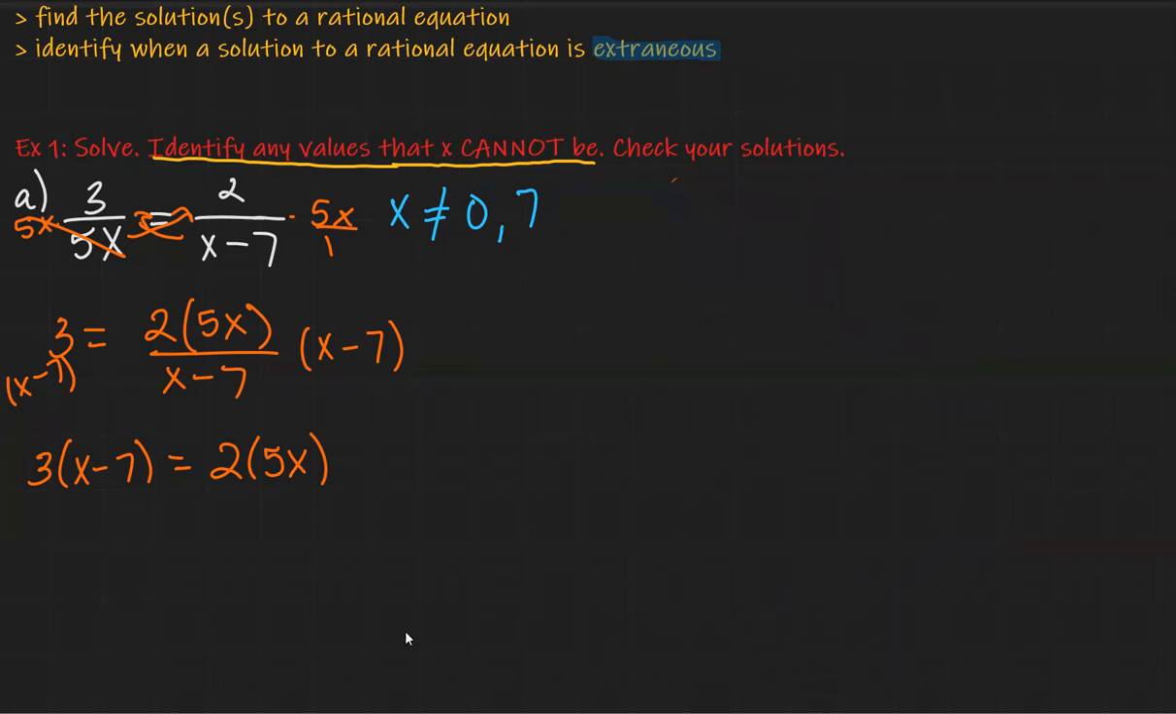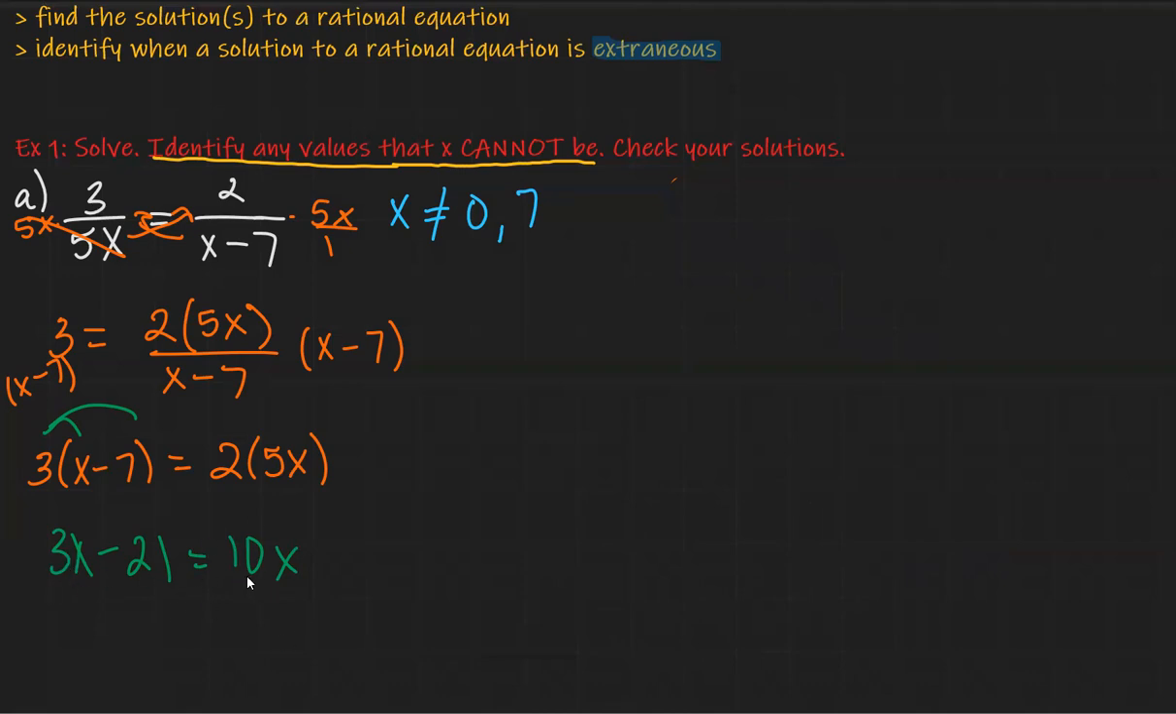So for this one, now that we have x's in our numerator, we can just go ahead and solve for x. Let's get x on the same side and everything else on the other. First things first, let's clean this up. I can distribute this 3. So I get 3x minus 21 is equal to 2 times 5, which is 10x. Now we just have to get x by itself.